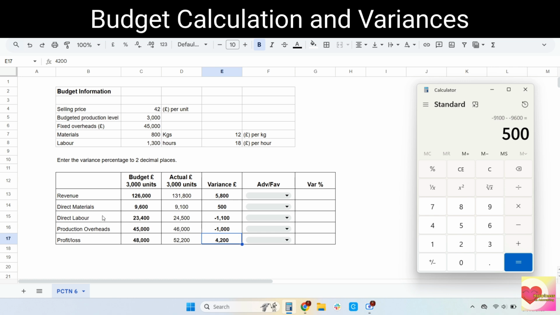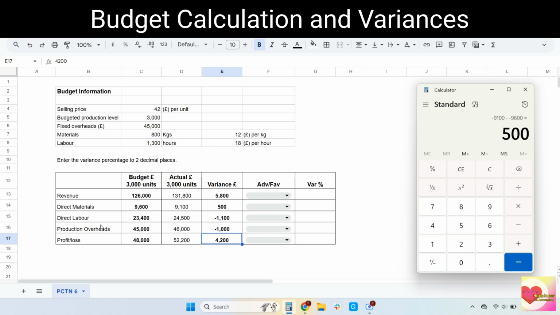If we do the same to the direct labor and production overheads, we will get the same amount. So technically, we calculated all of them the same way, which is actual minus budget. But we have to follow our textbooks, which is to calculate these three costs the other way around, which is also much easier to do.